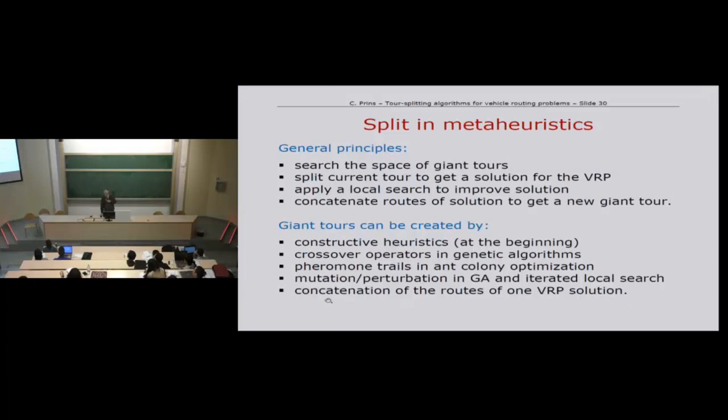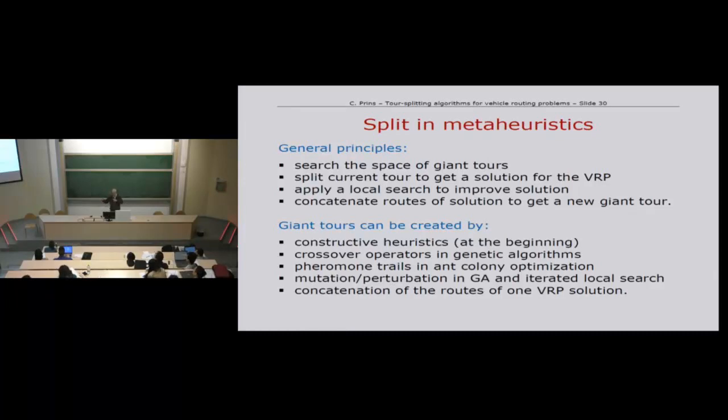So how to generate new giant tours? You can use constructive heuristics at the beginning to initialize the algorithm. If you have a genetic algorithm, you can use crossover operators. You can cross two giant tours to produce new ones. In ant colony optimization, you can build a giant tour by using one ant, depositing pheromone along a path, and this path can give a giant tour. And you can use also mutation in genetic algorithm or perturbation in iterated local search, but it's the same. It's a kind of perturbation applied to one giant tour.